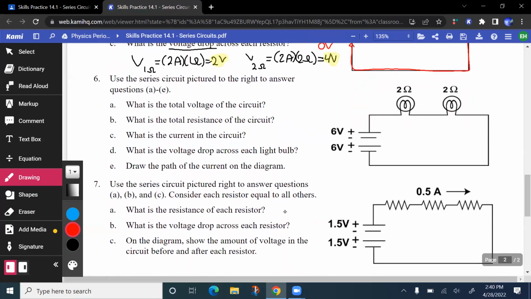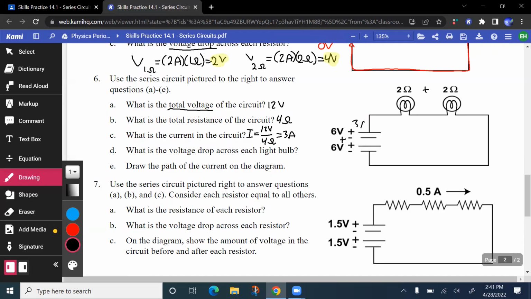Question 6. Use the series circuit pictured to the right to answer questions A through E. What is the total voltage of the circuit? Well, go ahead and add those two, and the total voltage is 12 volts. Again, you have 2 resistors in series, so go ahead and add them. The total resistance is 4 ohms. Pretty easy so far. The current we'll again find using Ohm's law. So 12 volts divided by 4 ohms equals 3 amps.